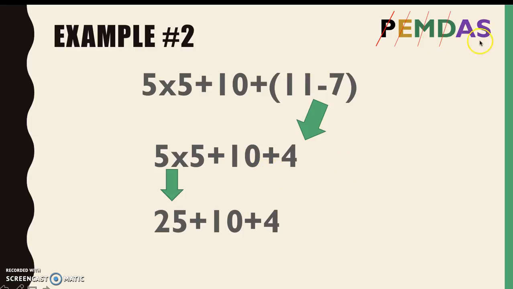Next, I have addition and subtraction, and that addition is all that's left, so you may solve from left to right. 25 plus 10 is 35, plus 4 is 39. And then you may cross off addition and subtraction up here, and you can see you completed PEMDAS and your equation should be solved.